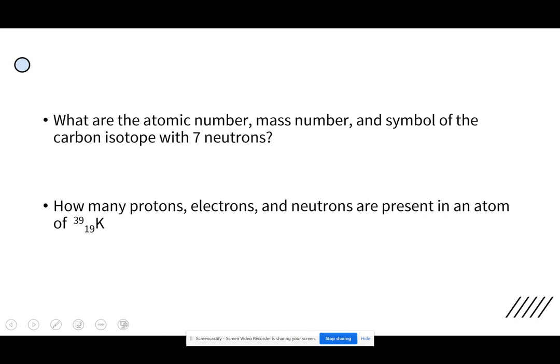So what are the atomic number, mass number, and symbol for the carbon isotope with 7 neutrons? So we would find carbon on the periodic table. Carbon's atomic number is 6.